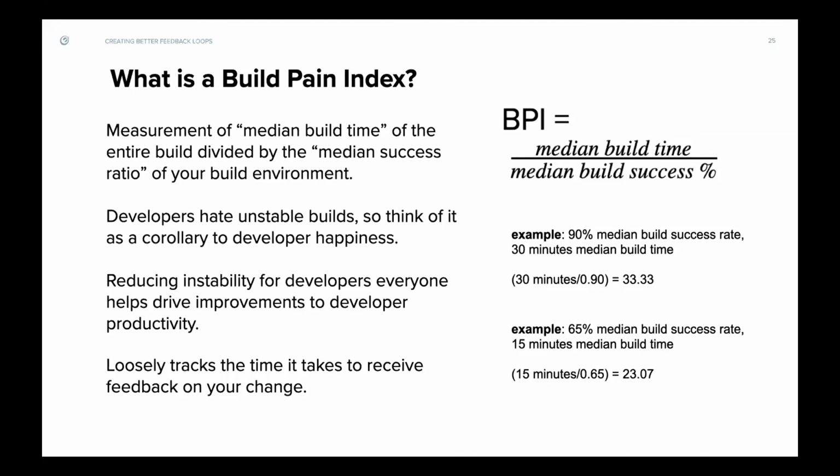As an example here, we've got 90% median success rate, 30 minutes for build time. I'm looking at a build pain index of 33.33. If it takes me 15 minutes to build my entire test suite and build process and deploy it, but I'm looking at a 65% build success rate, I've got about 23 minutes or 23 on my BPI. I want to see those things move down.